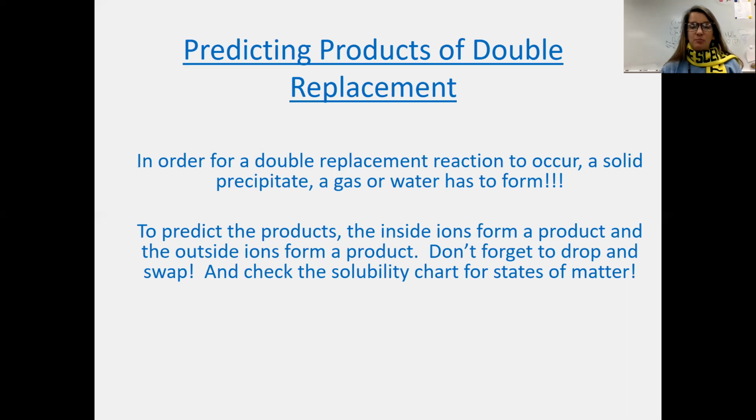Now, when we predict our double replacement products, what we're going to do is we're going to switch the cations so that we can make two new ionic compounds. So what I say is that we're going to do the insides with insides and the outsides with outsides. So let me show you what that looks like.